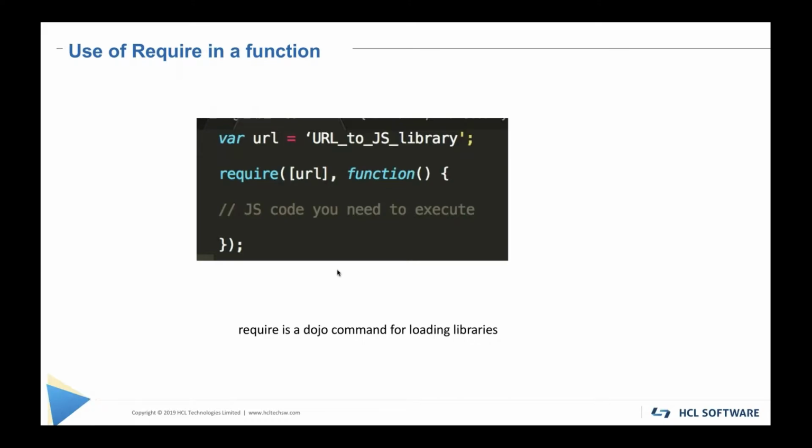All right. So the technique here is that we're declaring a variable, which is our URL to the library. And then we're saying require, and we're using the URL as an input to this function. And then inside the function is the JavaScript code that we need to execute, which depends on the JavaScript library. All right? So it's a fairly simple concept.